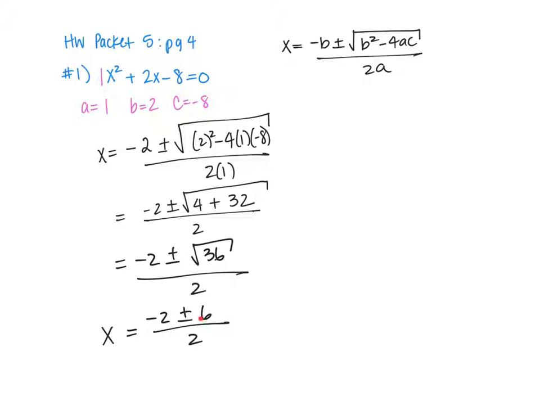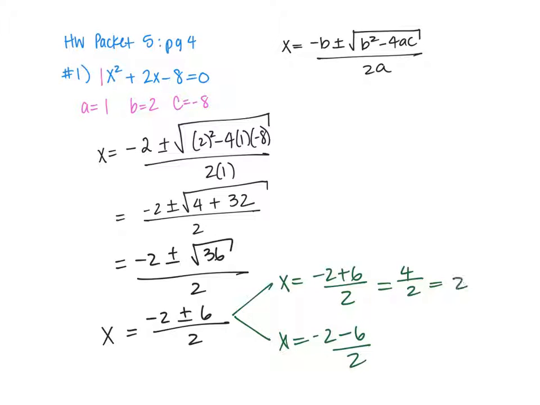So once I got rid of the root, I can probably combine these numbers because they're all real numbers. But because I have a plus and minus, remember you have 2 equations. So I'm going to go ahead and split this up into 2 equations. So I have x equals negative 2 plus 6 over 2. And I have x equals negative 2 minus 6 over 2. So basically I just took that plus and minus and split them up so I can work it out a little bit more.